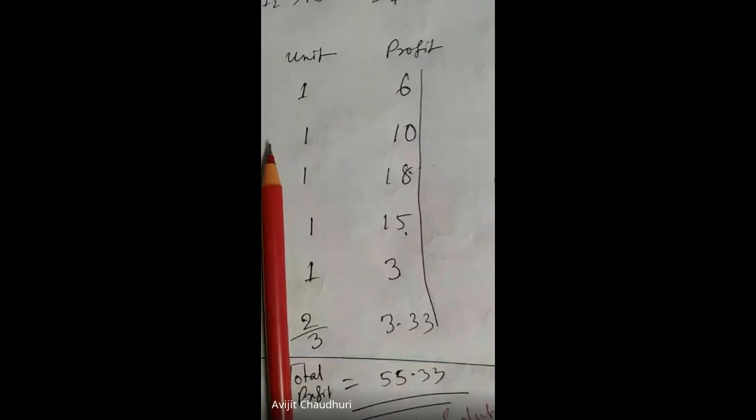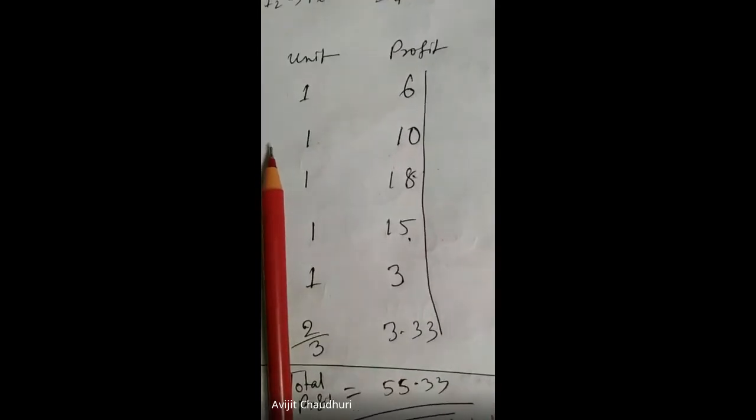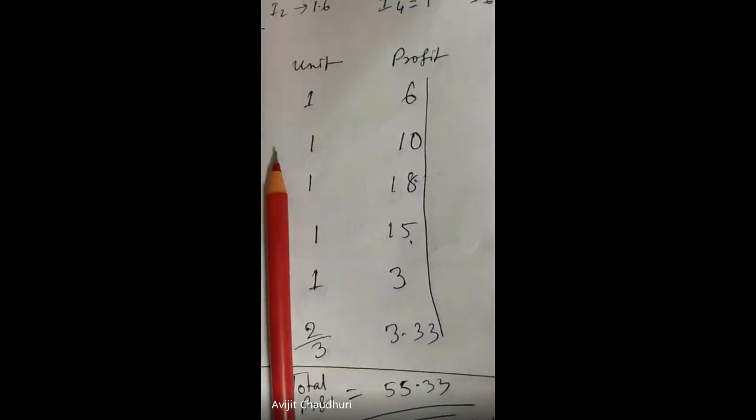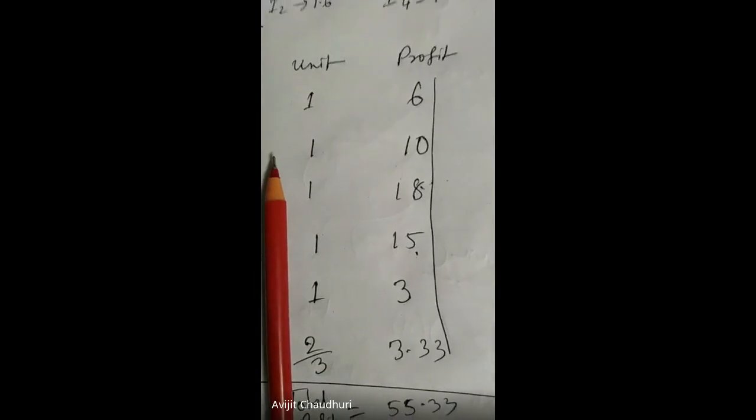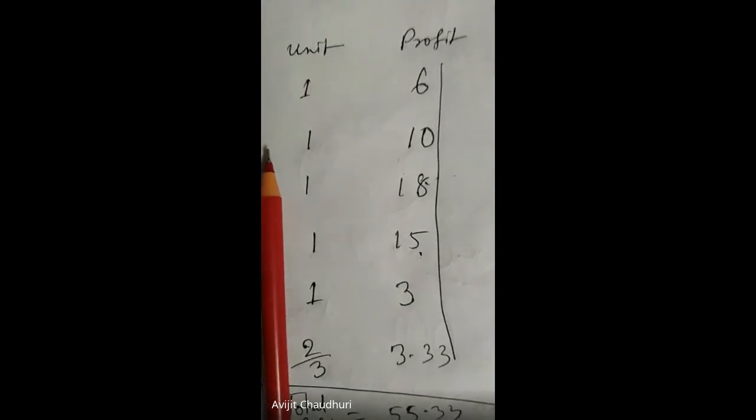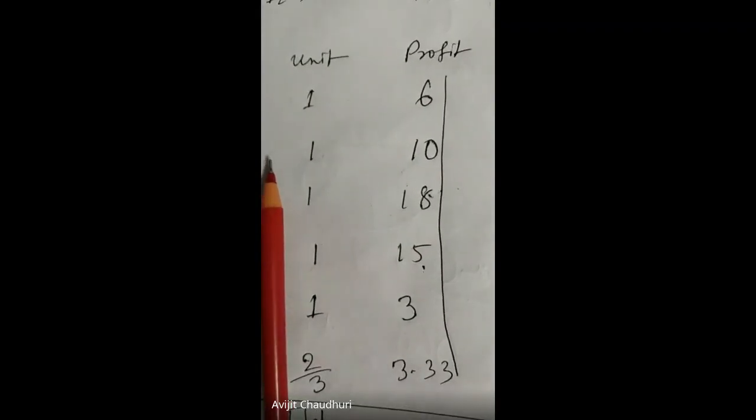Okay. We have not taken the full item for the last item because the space was not there in the bag. The capacity was not there in the bag. If we can take 2 by 3 part of the item, we can take that one. But in 0 1 knapsack, we will not take this one.